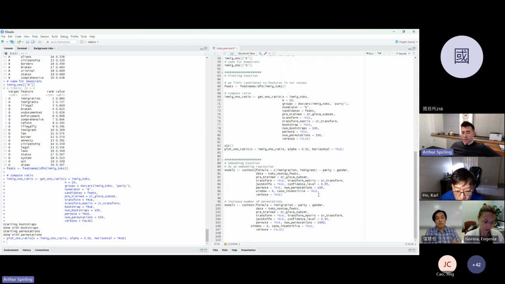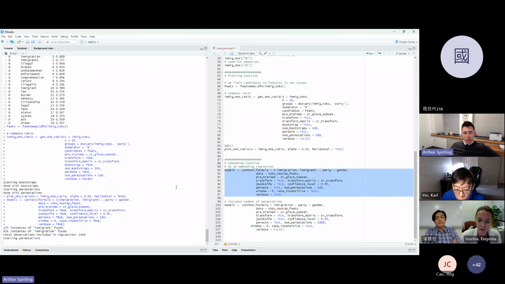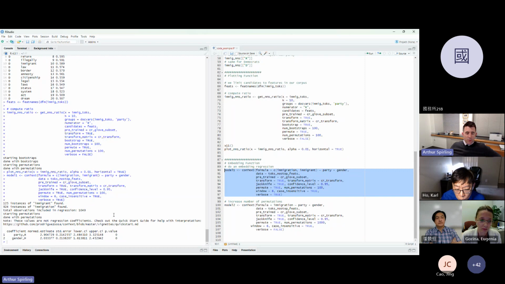So finally, we can do this immigration regression. A nice feature of this is that, as you can see over here, we can have multiple words in there. We can have immigrant, immigration, whatever. Here's model one. It's just going to take a second to do. And it's telling us that Republicans have a different embedding to Democrats, and men have a different embedding to women, with very small p-values.